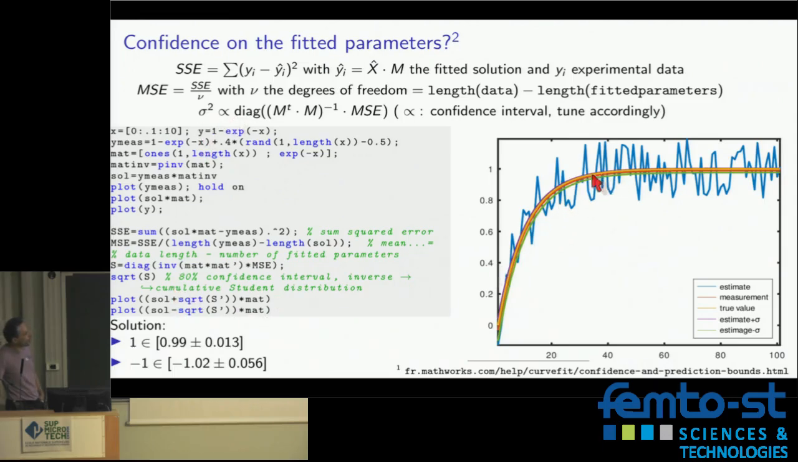If I take again the same story of my loading capacitor here, the solution is supposed to be 1 and minus 1 because I took something like 1 minus exponential of minus x. I added some noise, and you see that at the end, it gives me a solution which is 0.99 plus or minus 0.013. So indeed, 1 is inside the interval, and 1.02 plus or minus 0.06. So again, the beauty here is that you can actually give a confidence on your parameter estimate.